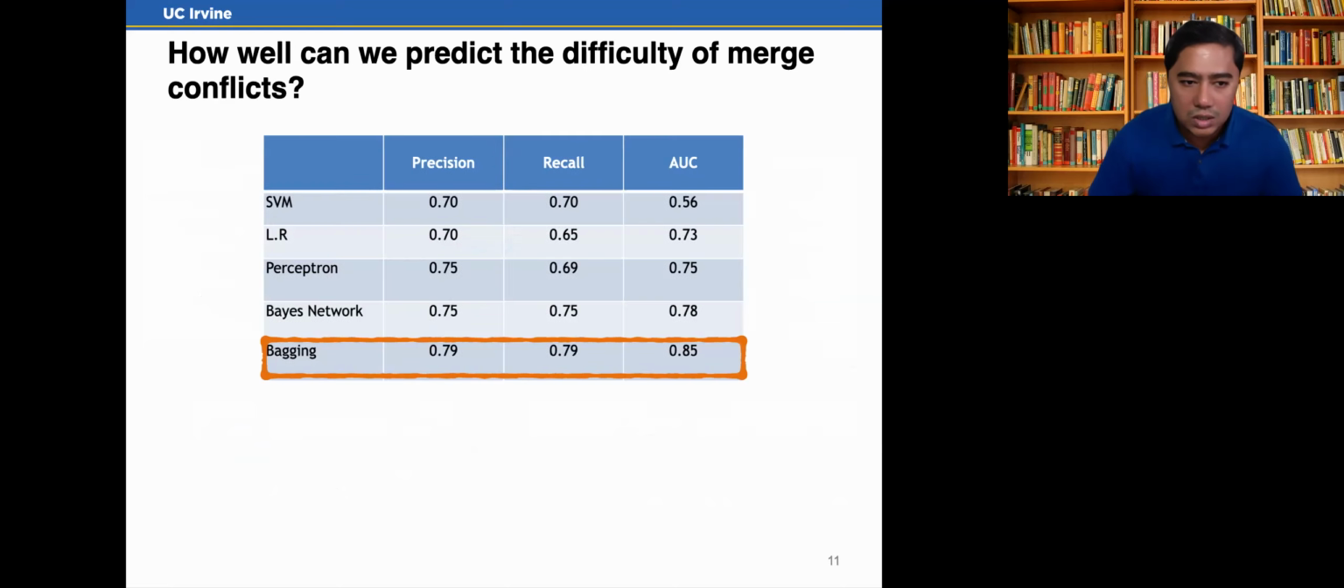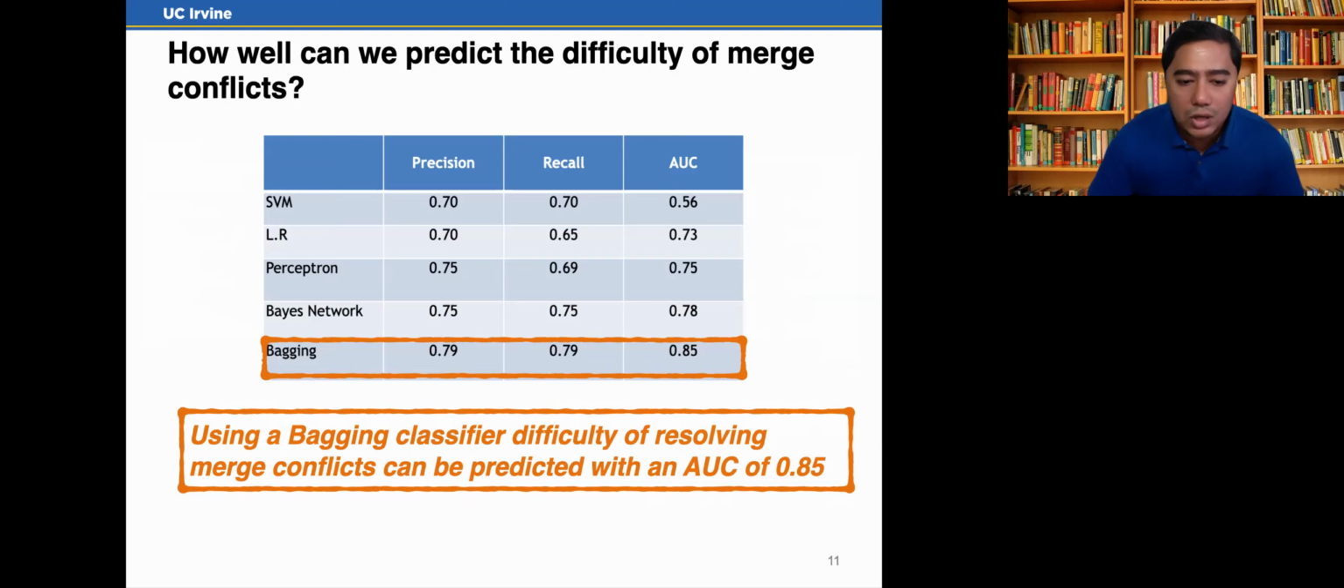So what were our results? First, we investigated, can we predict the difficulty of a merge conflict? Yes. And we compared 5 different machine learning classifiers, and we found that bagging can predict the difficulty of a merge conflict with relatively high accuracy, or AUC value, of 0.85.